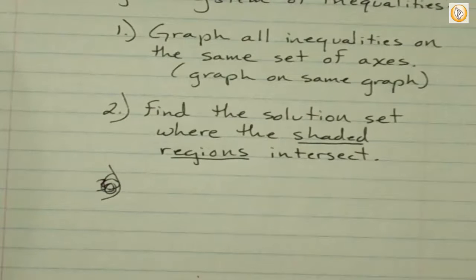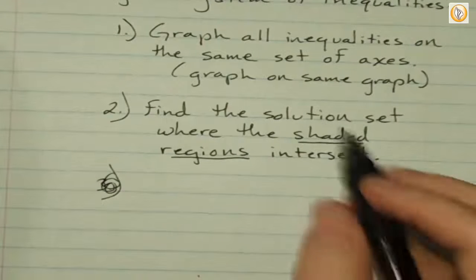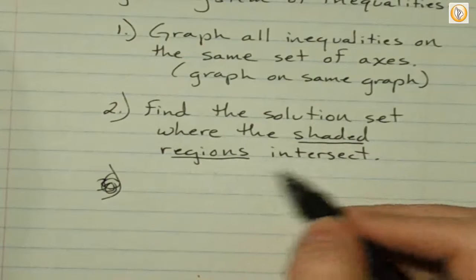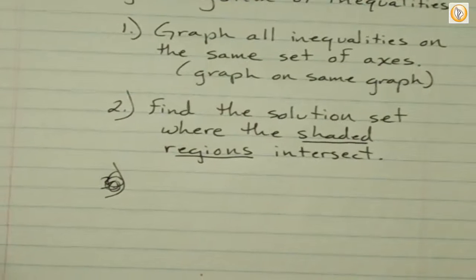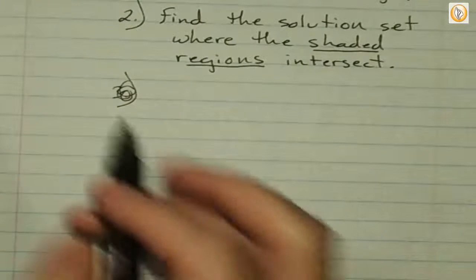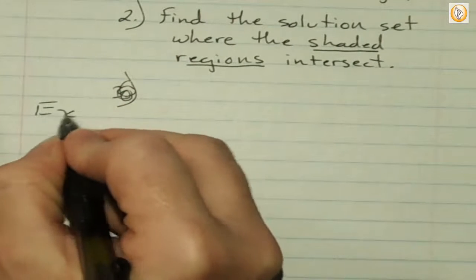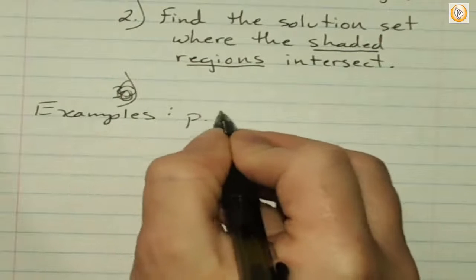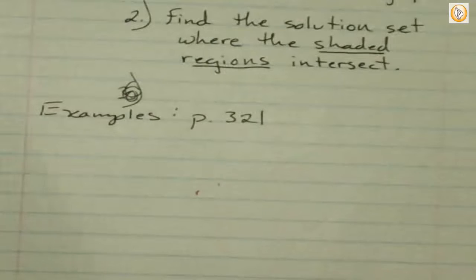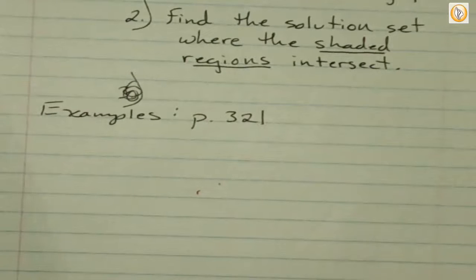Okay, so let's get started. The solution set is going to be where the shaded regions intersect. Okay, let's do an example. Let's just jump into examples. I'm not going to worry about anything else. All right, so examples, page 321. So open your books to page 321. Once I give you an example, you're going to know.